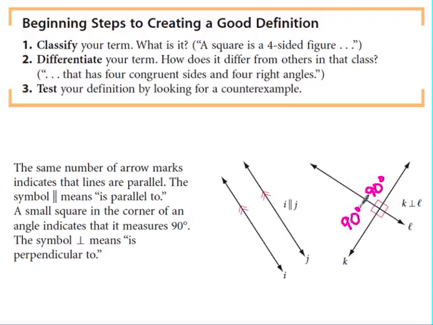The symbol, an upside down T, means perpendicular to. Okay, so notice what this says: line K is perpendicular to line L.